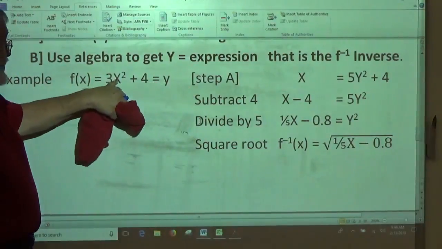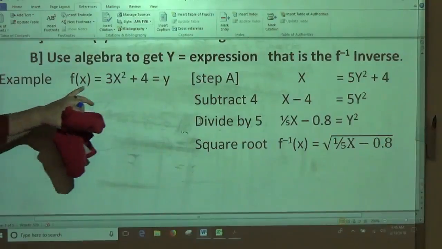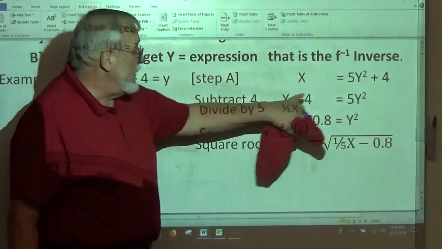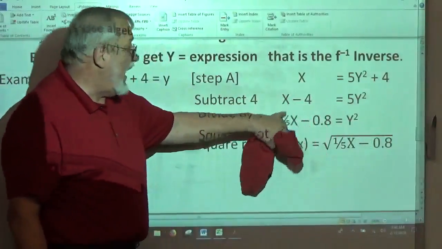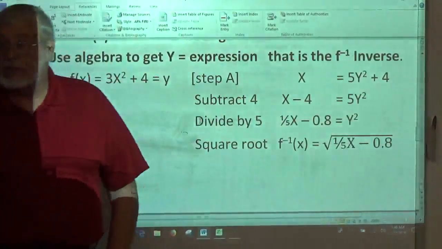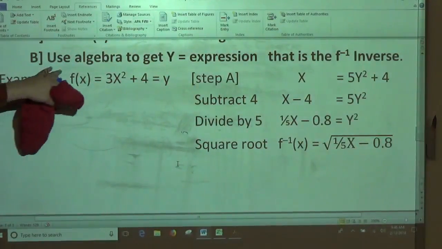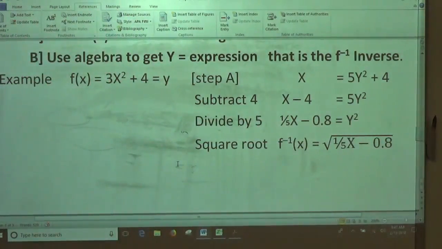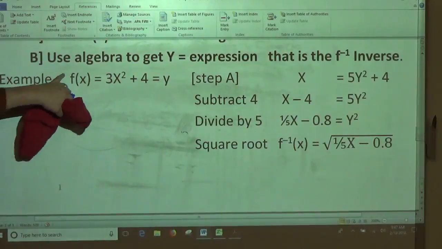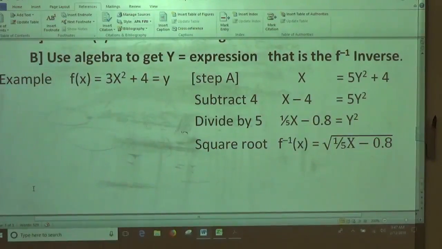So step A says we're going to change the x and y. Then I've got to get y equals, so the first thing I'm going to do is subtract the 4, then I'm going to divide by the 5, and then I'm going to take the square root to get the y by itself, and that makes the inverse of this function to be the square root of 1/5 or 0.2x minus 0.8. It just is what it is. But the key to it, I believe, is exchanging the x and y first so that you know what you're trying to get to.